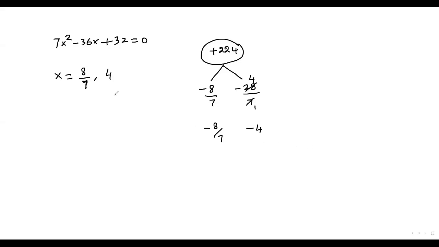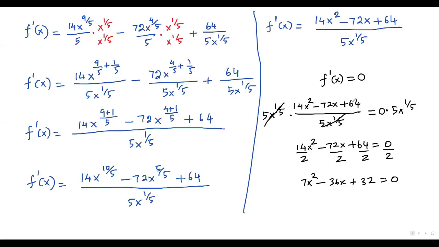Now we cannot decide immediately that only these two are critical numbers. Apart from the two critical numbers we got over here, 8 over 7 and 4, we have to do one more check. What is it? Let's go to the final step of the first derivative. So this is the final step of the first derivative.